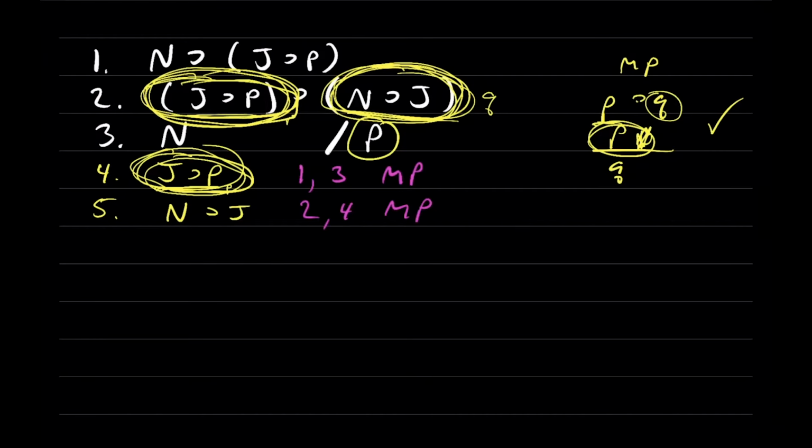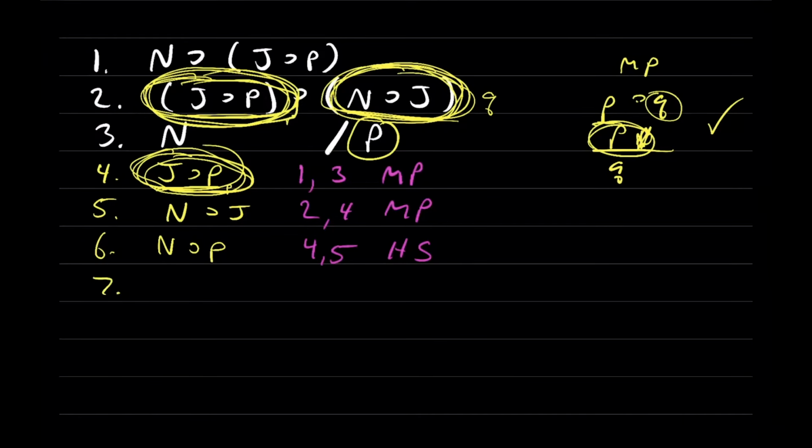Well, there are a couple things we can do here. What I notice next is that in lines 4 and 5, we have two conditionals, and the antecedent of one conditional is the consequent of the other. In line 5, we have n implies j, but line 4 tells us that j implies p, and that is the form for a hypothetical syllogism. So from that, we can get n implies p, and that would follow from lines 4 and 5 by hypothetical syllogism, HS.